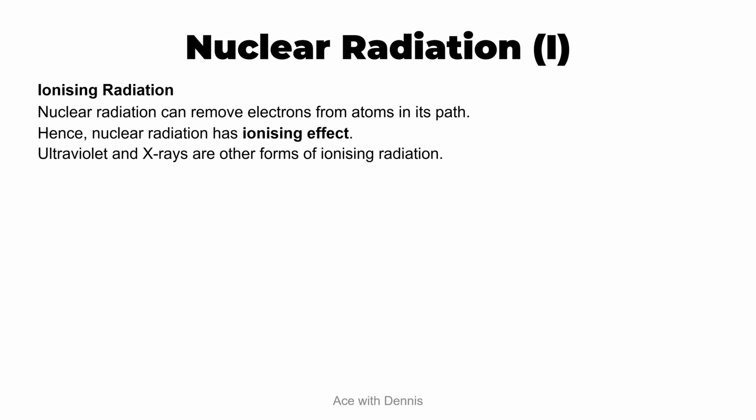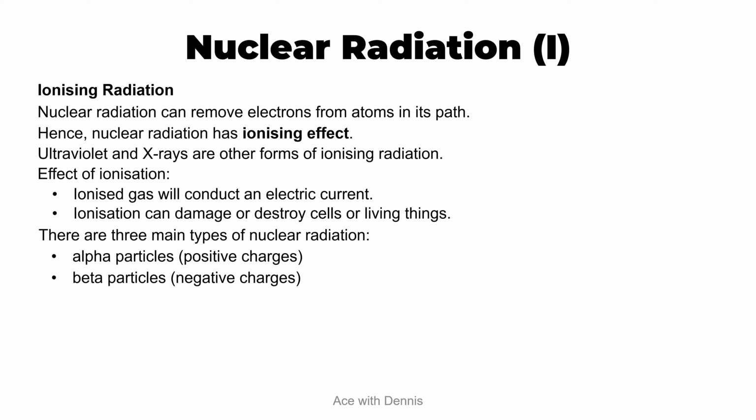So here are some effects of ionization. First, ionized gas will conduct an electric current. Ionization can damage or destroy cells of living things. There are three main types of nuclear radiation. The first type is alpha particles, which are positive charges. The second type is beta particles, which are negative charges. And the third type is gamma rays, which are neutral.